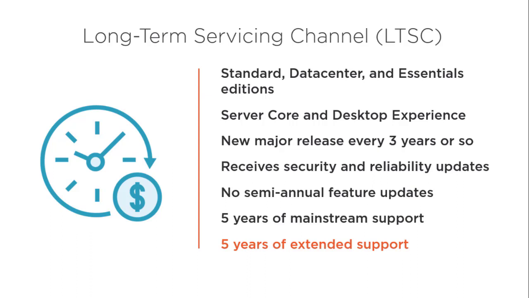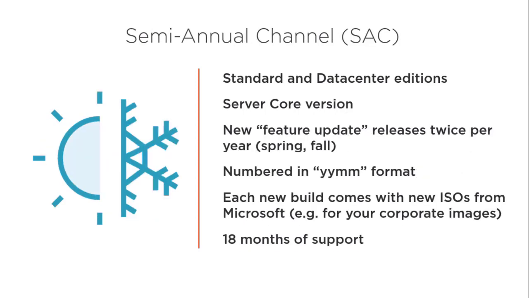So in this model you have 5 years of mainstream support and 5 years of extended support. So if you are using a very smooth corporate environment, you always use this type of servicing for your Windows 2019 server. The other one is called semi-annual channel, which is also called SAC, standard and data center edition server core. This is applicable only to server core editions of the standard and data center edition.